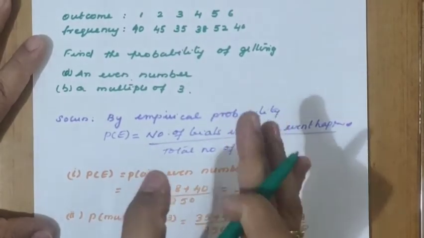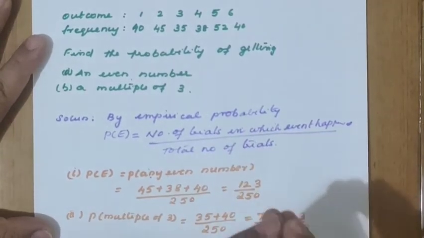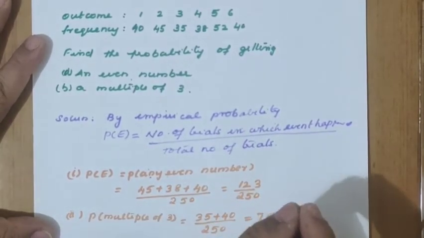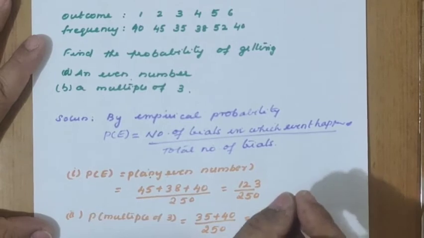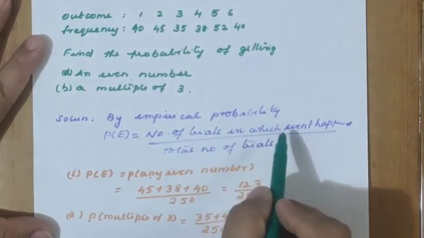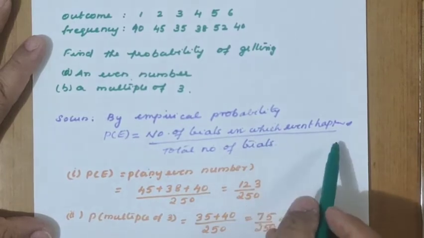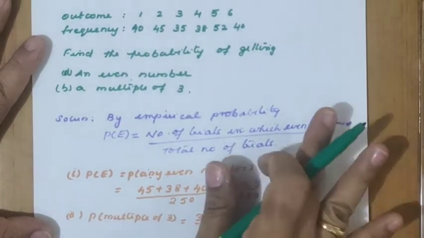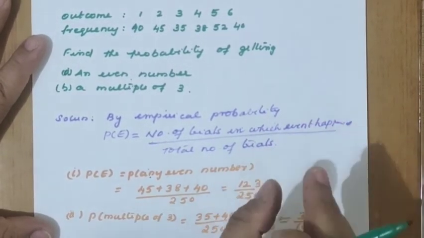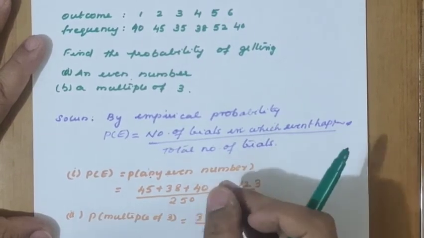So there are sub questions. It is a 2-mark question also, so we must write the formula first. I already explained this point many times. By empirical probability, P of E equals the number of trials in which the event happened divided by the total number of trials. The formula we have written clearly. Now we can go directly.